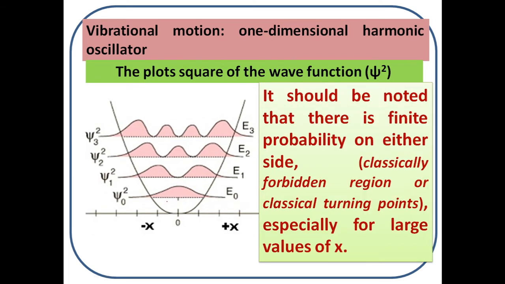Therefore, it should be noted that there is a finite probability on either side. If we move from psi 0, psi 1, psi 2, we can see that there is an amplitude function in the forbidden region beyond the classical turning points. Here, the probability density is never equal to 0. That means there is some probability of finding the particle at these extremes. However, there is no such clear-cut probability at the ground state, but still there is some, though this probability is very low at the turning points.